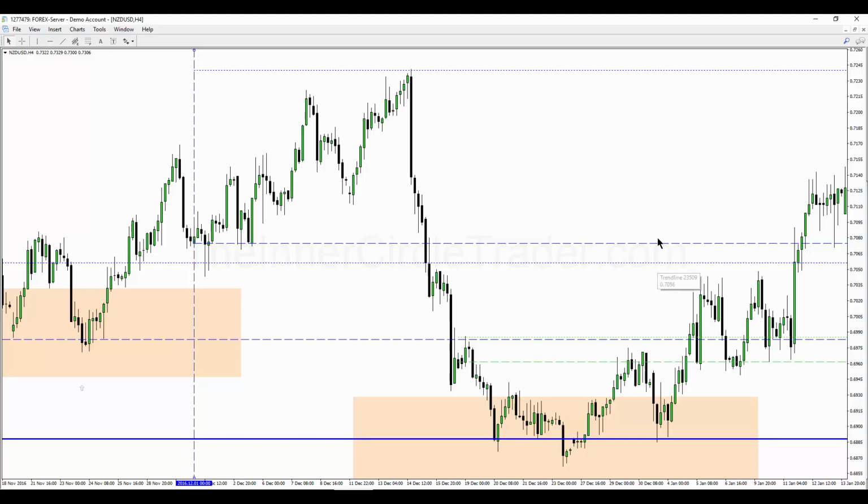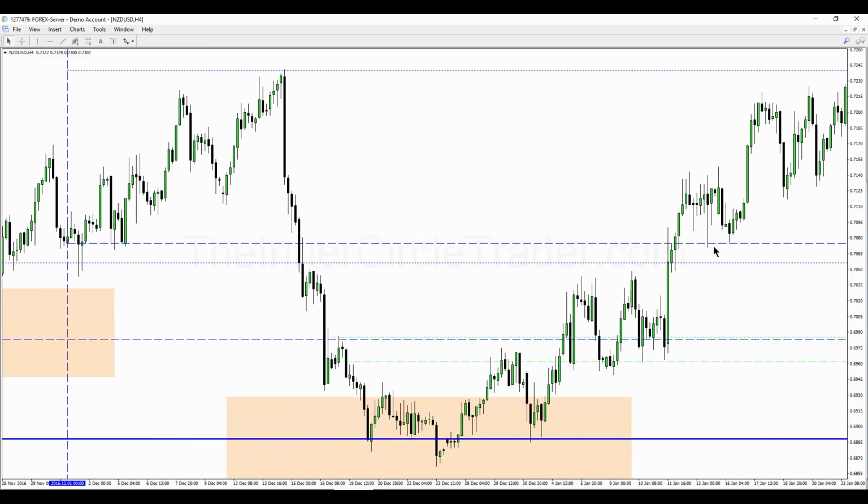So now we can start looking at this level and this level here because they're directly anchored to this vertical line, which is December 2016's monthly order block or down candle. So now we can start looking at all these levels here. Now look what happens. Boom. We get sensitivity on the opening of the December 2016 monthly order block.